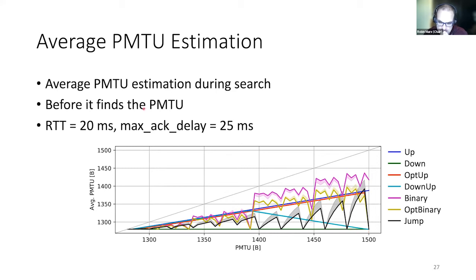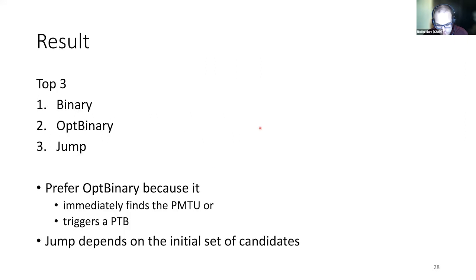As we weighted the estimation by the time each estimation is used, we also see the color filled area and had to assume an RTT and a max ack delay. Okay, to sum up, our top 3 are binary followed by up binary followed by jump. But we prefer the up binary over the binary algorithm because it has the potential to immediately find the PMTU or trigger a PTB message.